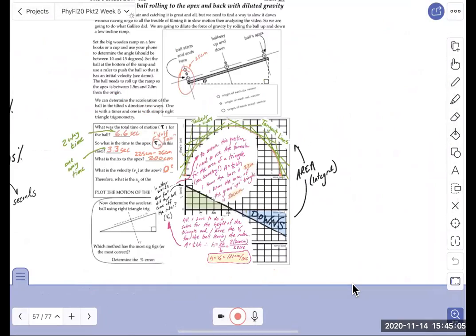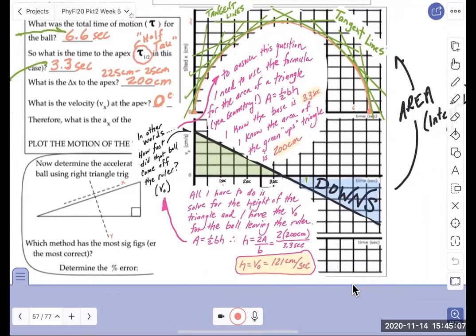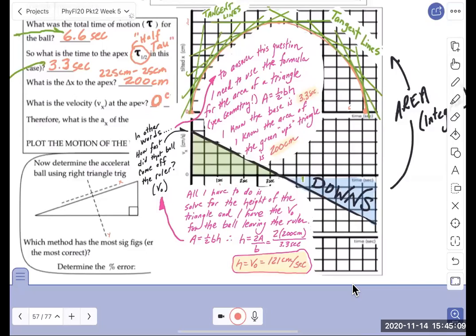All right, still trying to figure out what the initial velocity is. To answer this, we start up here. To answer this question, we need to use the formula for the area of a triangle, which from geometry is area is 1/2 base times height. You've got to have that for the ACT and the SAT.